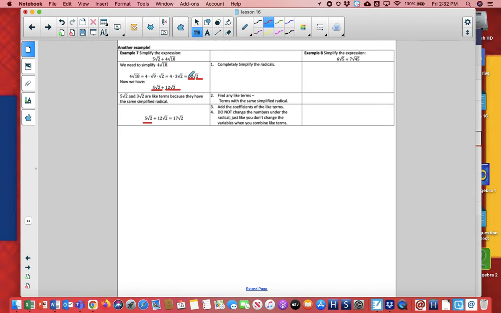3 times 4 is 12. So now notice the radicands are the same. They're both a 2. So now I can add the coefficients. 5 plus 12 is 17, and the radical 2 stays the same.